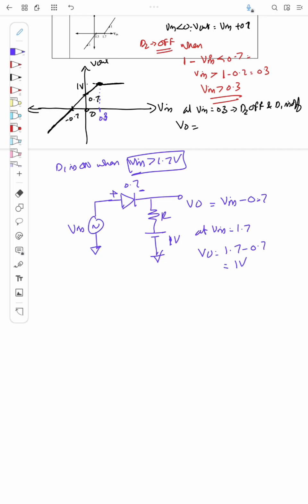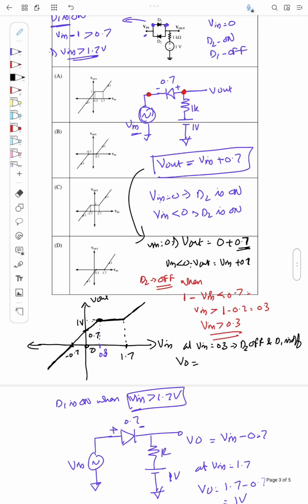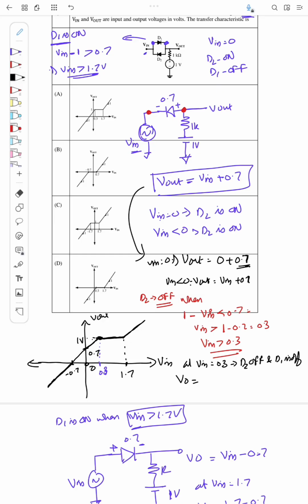So that is this line, at Vin equal to 1.7. For Vin greater than 1.7, Vout will proportionally change with Vin, that is Vin minus 0.7. So we will have a curve like this. It will increase with Vin. So this is how the transfer characteristic looks. In the question, among the options, the right answer is this one, with 0.3 and 1.7. So the option is A.